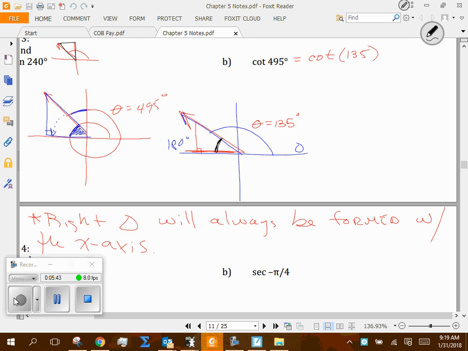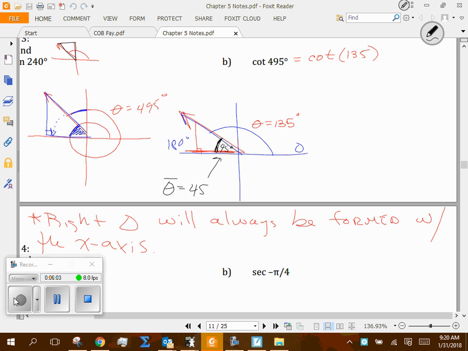Okay, and essentially all we're doing here when I find that little black angle is dealing with supplementary angles from geometry, right? That supplementary angle of 135 has got to be 45. That's 45 degrees. That 45 degrees is what we refer to as our theta bar. Okay? That's our reference angle. That's what we talked about yesterday.